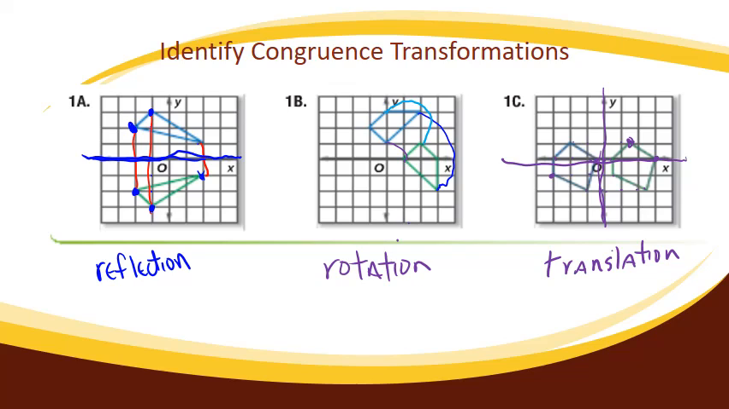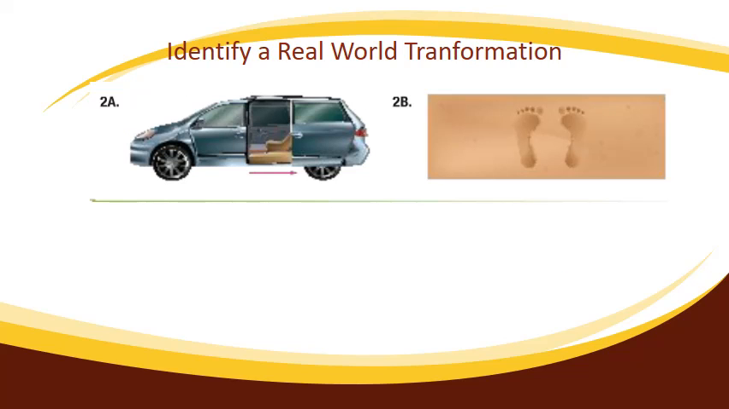All right, well, let's look at a couple of other things. These are going to be kind of real world examples of where we might be able to recognize either a reflection, a rotation, or a translation. And so in this first example, we got a van here, and it's got a rear door that slides. Well, just that word slide should tell me something, because a translation is a slide.